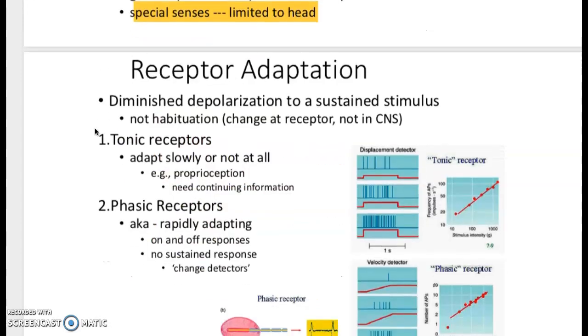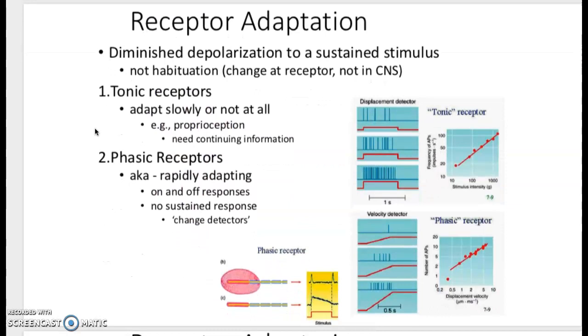So the receptors that you have are able to adapt to the situation that they're in. So we call this receptor adaptation. This is a little bit different from habituation, but it ends up with the same result. So if you remember, habituation was in the central nervous system. That's your brain decreasing its kind of response to the stimuli. In receptor adaptation, this is happening at the level of the receptor, not at the level of the brain.